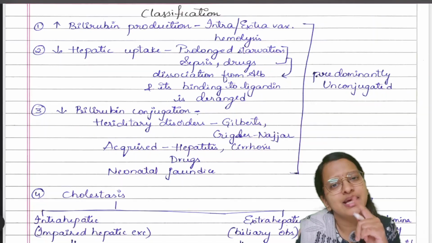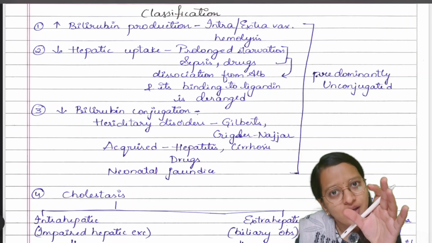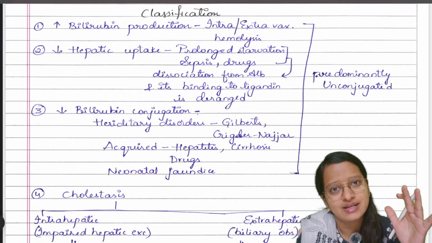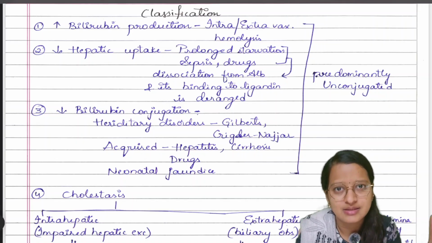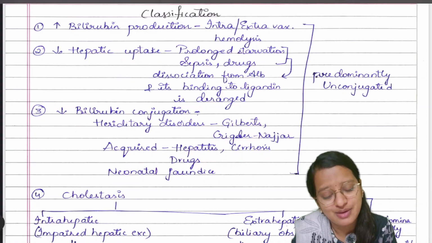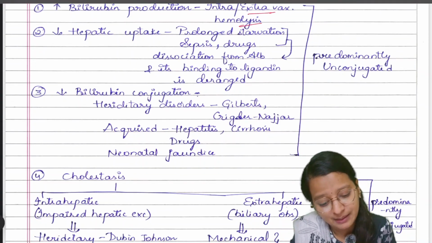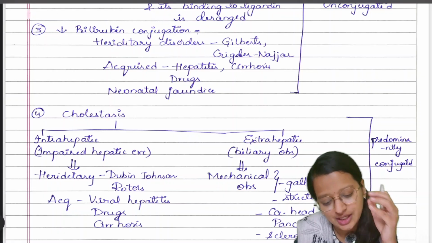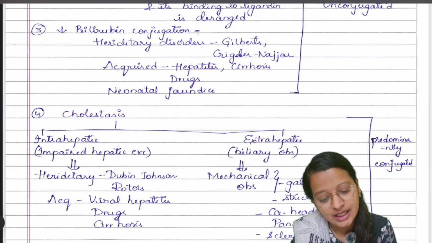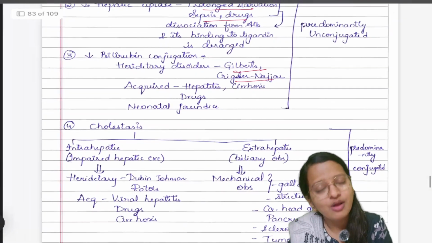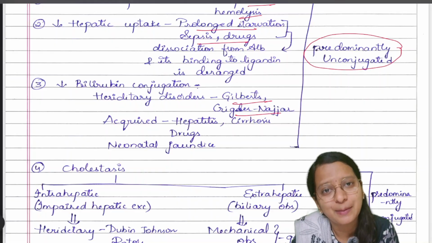Why is there jaundice? Either there is increased production of bilirubin in the first place, or there is decreased uptake by the liver, or, next stage, there is decreased conjugation. Or conjugation has happened, and now there is obstruction, there is cholestasis. So these are the four problems which cause jaundice. The causes of increased bilirubin production may be hemolysis, intravascular or extravascular. Decreased hepatic uptake may be due to prolonged starvation, sepsis, and dissociation from albumin and its binding to ligandin getting affected. And thirdly, decreased conjugation might be due to acquired or hereditary disorders like Gilbert's and Crigler-Najjar, and acquired causes are hepatitis, cirrhosis, drugs, toxins. All these cause predominantly unconjugated hyperbilirubinemia.